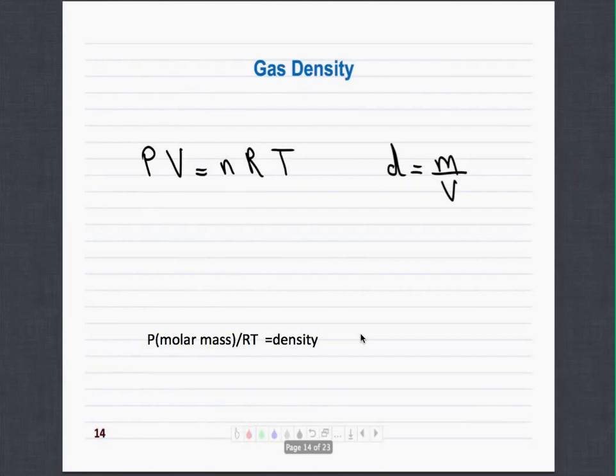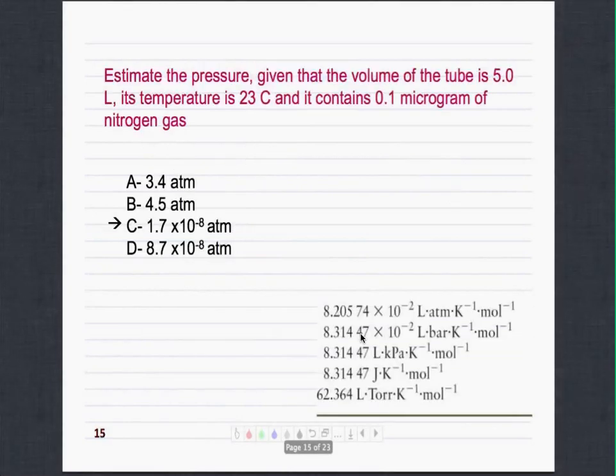It's going to be a series of 5 or 6 i-clickers, in which we're going to practice more about PV equals nRT and density equals P times molar mass over RT. So let's get started with the first one. In each one of these, you're given all the R values. It's up to you to choose which R you want to use, because this is what's going to happen in the exam.